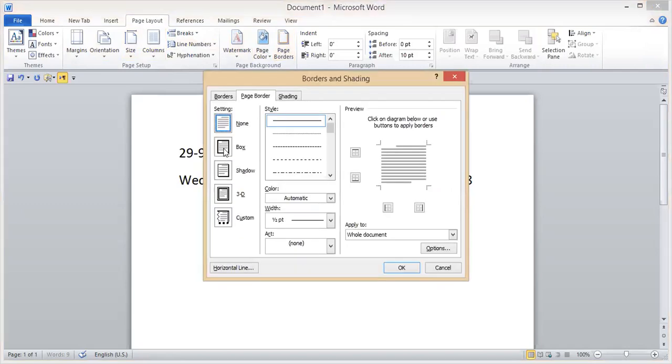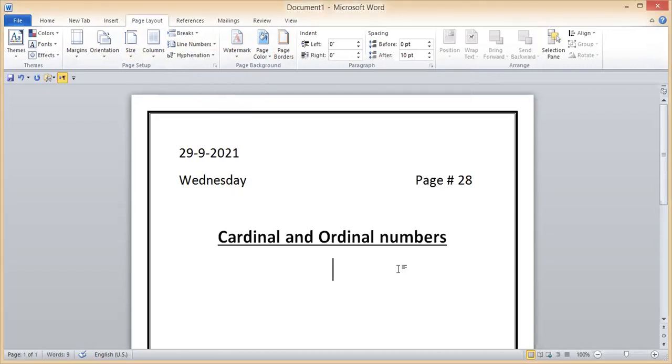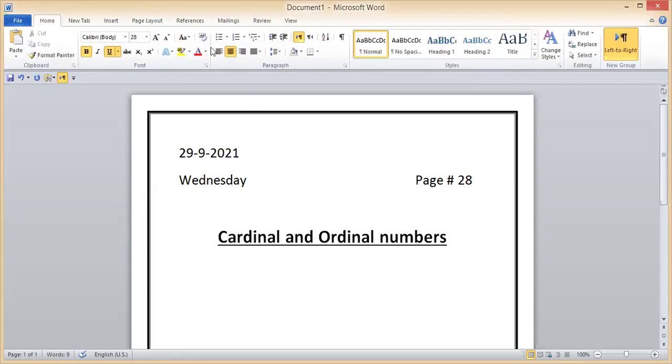On the top of the page, guys, write the date, day, page number, and topic name, cardinal ordinal number. Did you start writing, guys? Yes, sir. Very good. What we are going to do here is make a table where we will use cardinal number and ordinal number.